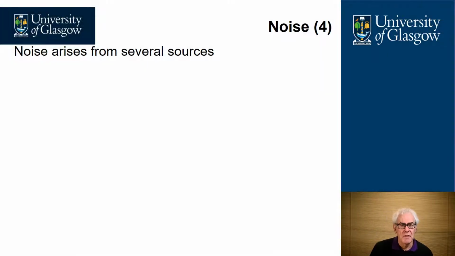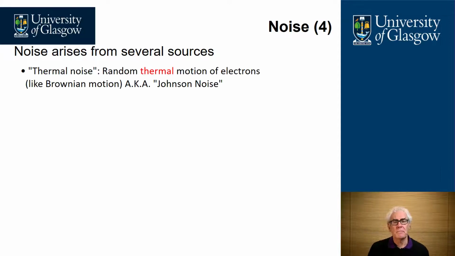Noise can arise from several different sources, and we're going to look at one in particular, but we'll mention some of the others so you can identify them later in your professional life. First one is thermal noise, and that's the one we're going to look at in more detail today. It's like Brownian motion, and it's due to the motion of electrons. It's also called Johnson noise.